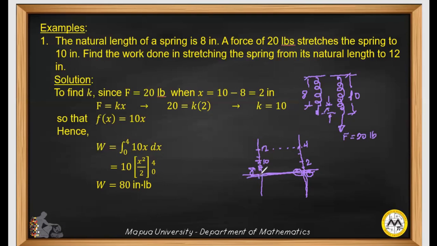So equivalently, 8 here will be at 0. So from 8 to 12 means 4 units. Therefore, limits of integration will go from 0 to 4.